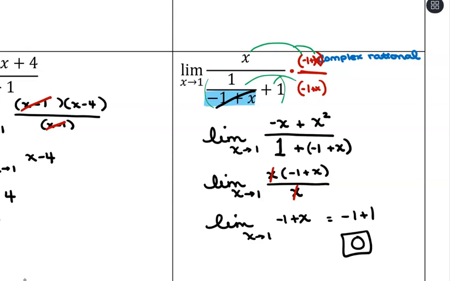So if you have fractions within a fraction, we can use this method of multiplying the numerator and denominator by the least common denominator of those complex fractions, and then that'll lead to simplifying our messy rational.